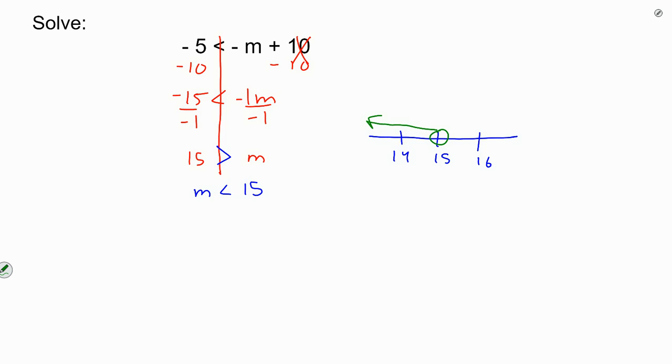So that's it. That's how you solve inequalities. You follow all the normal steps, except when you multiply or divide by a negative, you have to flip the sign.